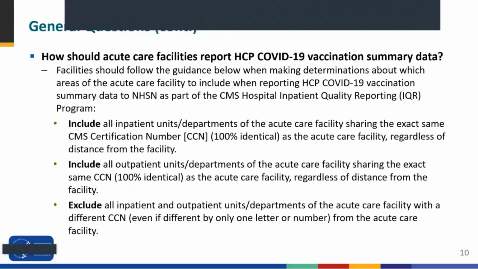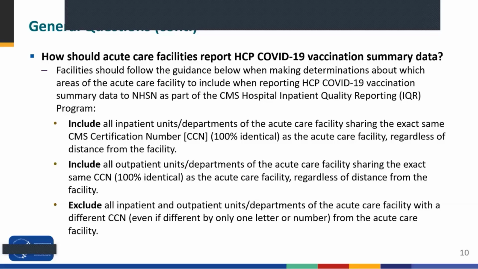Acute care facilities should follow the guidance to make determinations in these situations. So facilities should include all inpatient units and departments of the acute care facility, sharing the exact same CMS certification number as the acute care facility, regardless of distance from the facility.